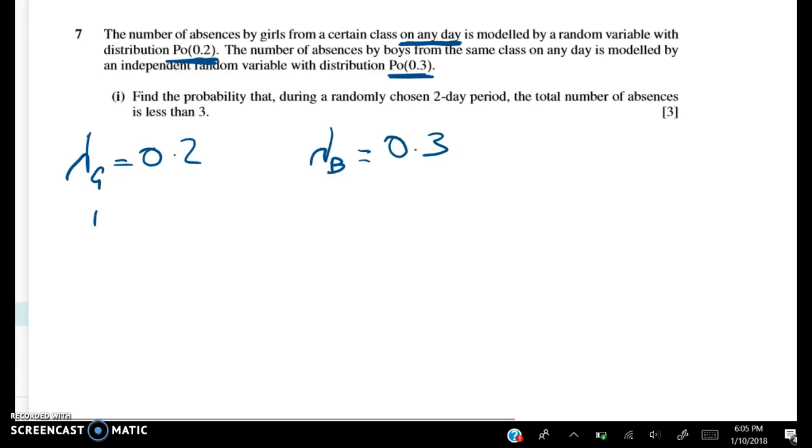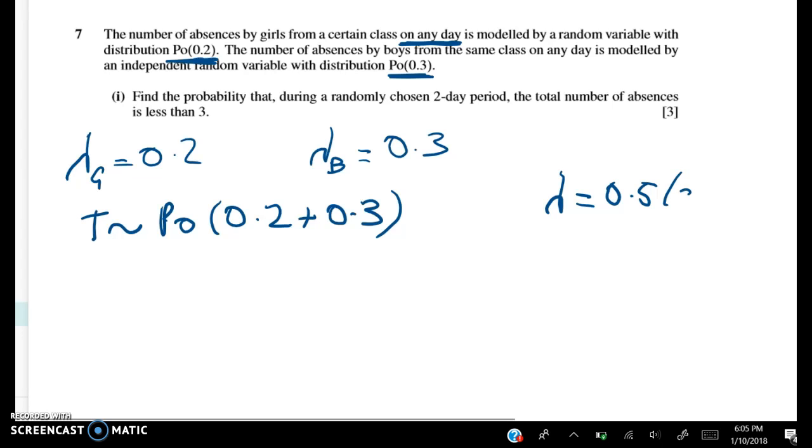So we know with a Poisson that we can add those two distributions together. It's a really nice feature of the Poisson distribution. And I'm pretty sure we did the proof of that in class. But all you have to know now is that the total absences will have a mean of 0.5. So lambda is going to be 0.5 per day. But we're interested in a 2-day period, so lambda will be 2 times that, which is just 1, and that's going to make our calculations pretty easy.